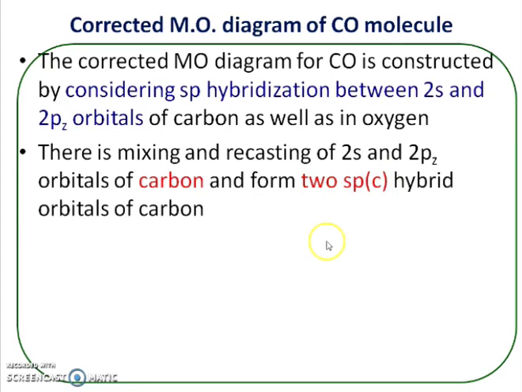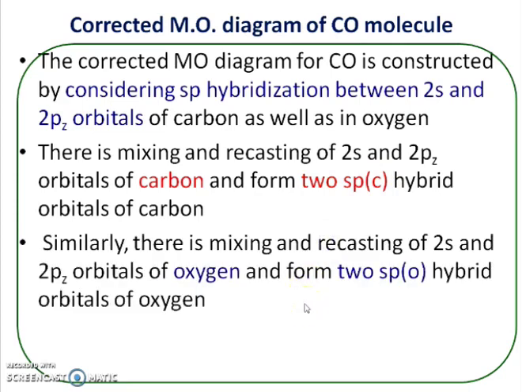C stands for carbon. Similarly, there is a mixing and recasting of one 2s orbital and one 2pz orbital of oxygen, and it forms 2 sp hybrid orbitals of oxygen, represented by spO. So in this way, in carbon as well as in oxygen, there is a formation of 2 hybrid orbitals each, that is, 2 spC orbitals in carbon and 2 spO orbitals in oxygen.